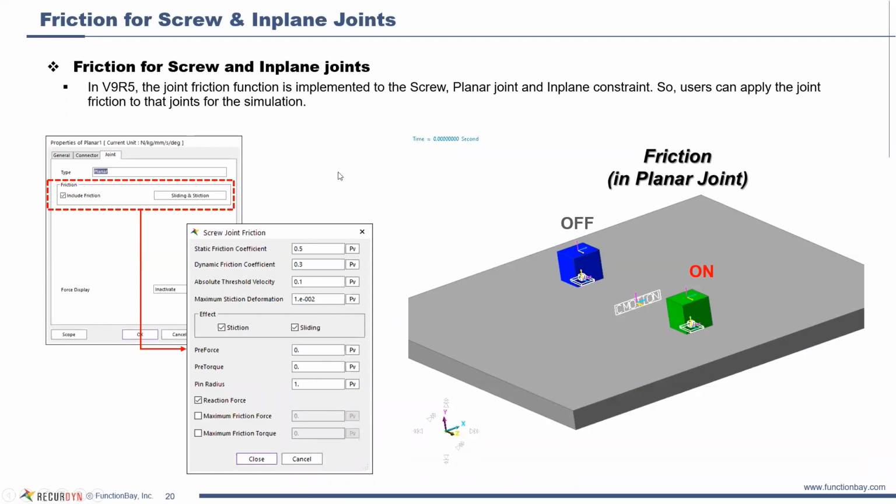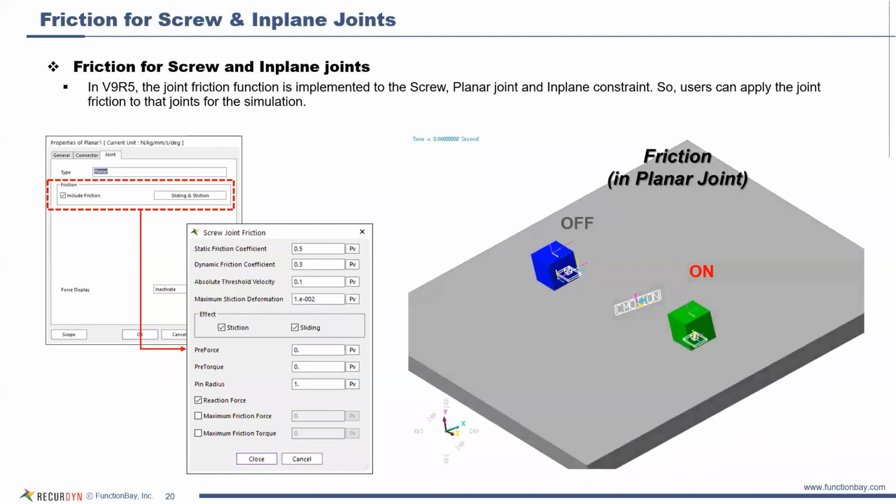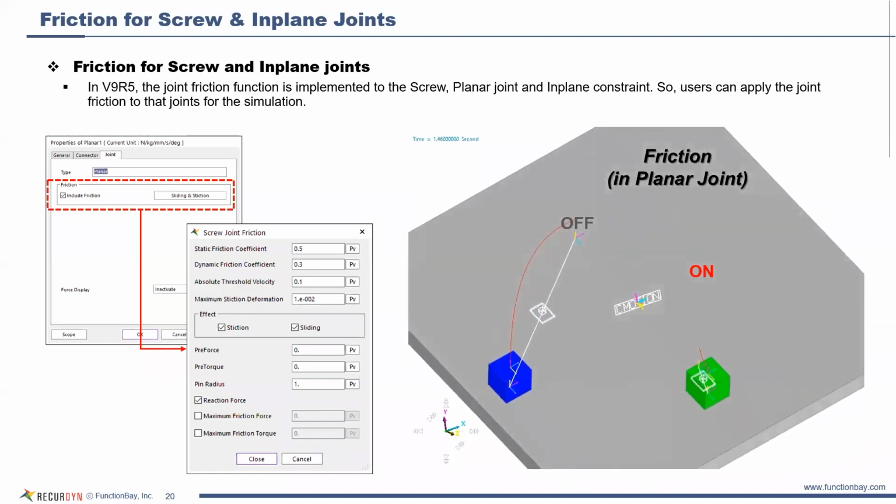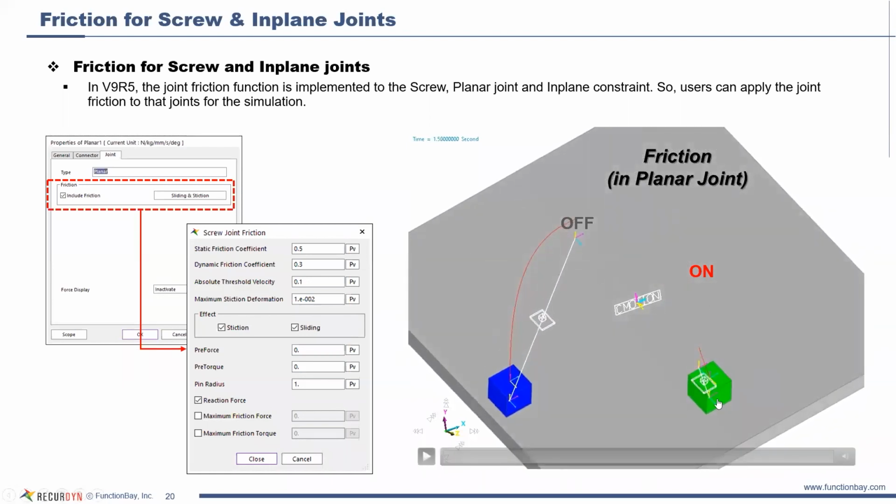And once you add friction, this is an example here of two planar joints where the blue cube is connected with a planar joint that has no friction. And then for the green cube, friction is turned on. So then as this large surface tilts in different directions, you can see that the friction is working on this planar joint connecting the green cube.